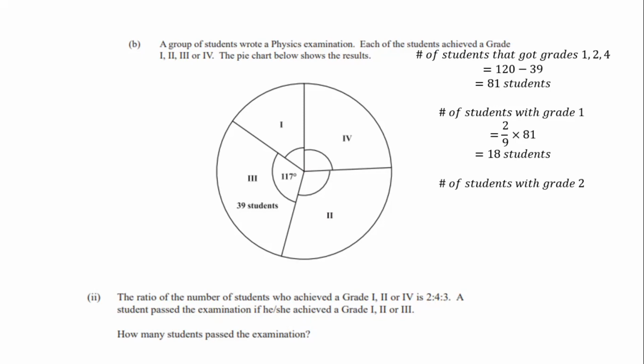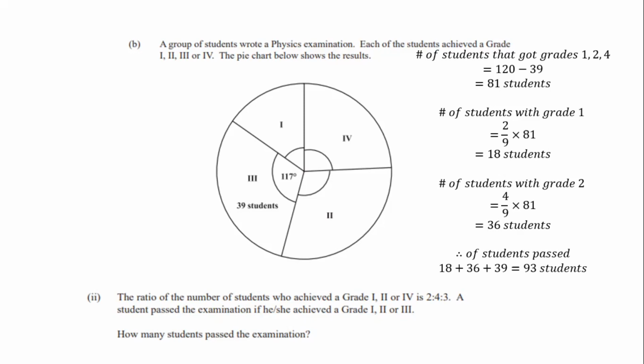We'll do a similar process for number of students who got grade 2, which would be 4 over 9 multiplied by 81, and we get 36 students got grade 2. We know, since we have grade 1 and grade 2, we now need to add these students to the 39 students from grade 3. So therefore, the number of students who passed would be 18 students from grade 1, 36 students who got grade 2, and 39 students who got grade 3, and we got 93 students passed the examination. The number of students who passed the examination is 93.